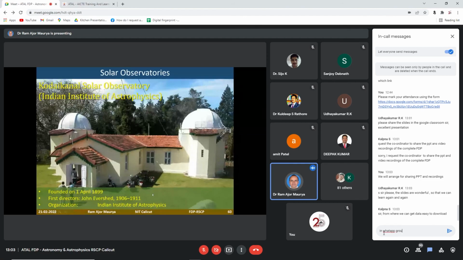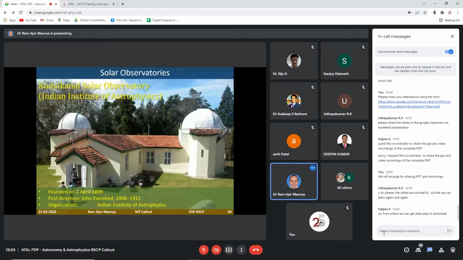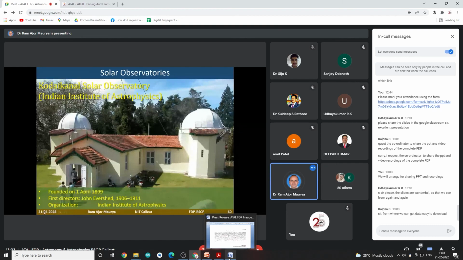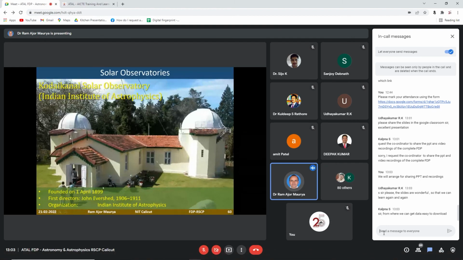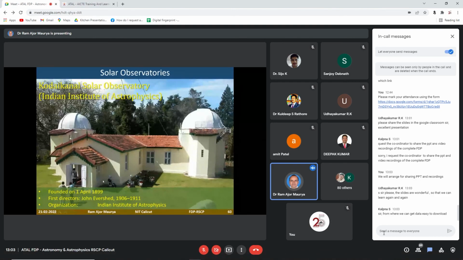Or you can go to the polar region, where we have 6 months of day for observations. The third option is that we can send our telescope into space, so we can have continuous observation of the sun. This is the Global Oscillation Network Group, called GONG. There are 6 stations around the globe, and one of them is in Udaipur. They observe the sun continuously to study the interior of the sun.